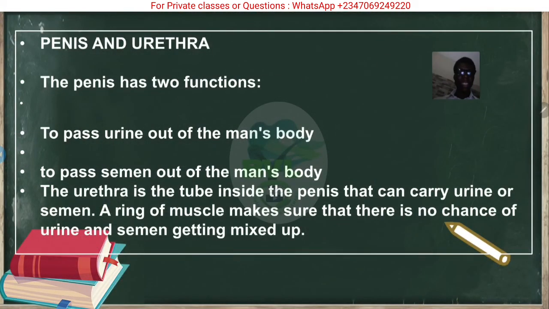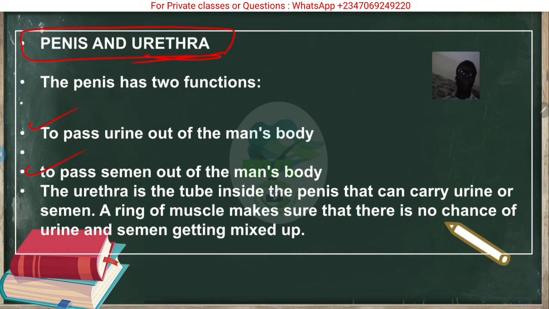Then the next thing is the penis and the urethra. The penis has two functions. Well, you can say the penis has two functions, and you can say the urethra has two functions, because the urethra is within the penis. So when you remember the function of the urethra, just remember the function of the penis. Number one, to pass out urine. Number two, to pass out semen. Those are the two functions.